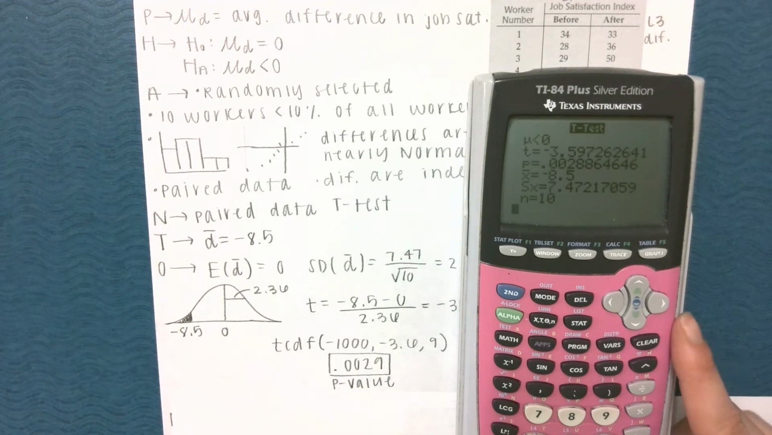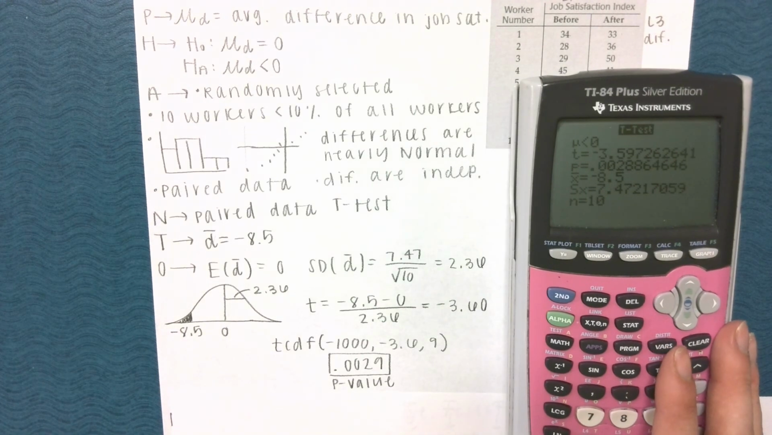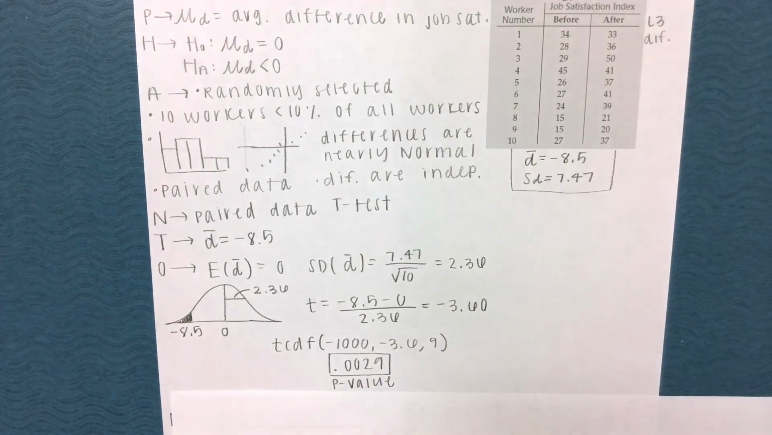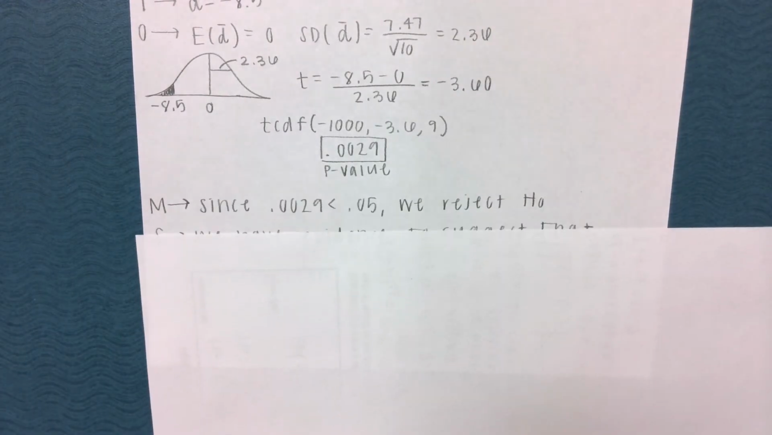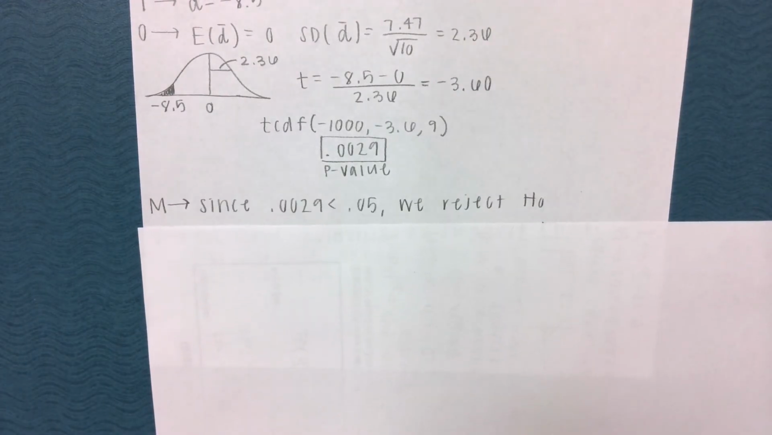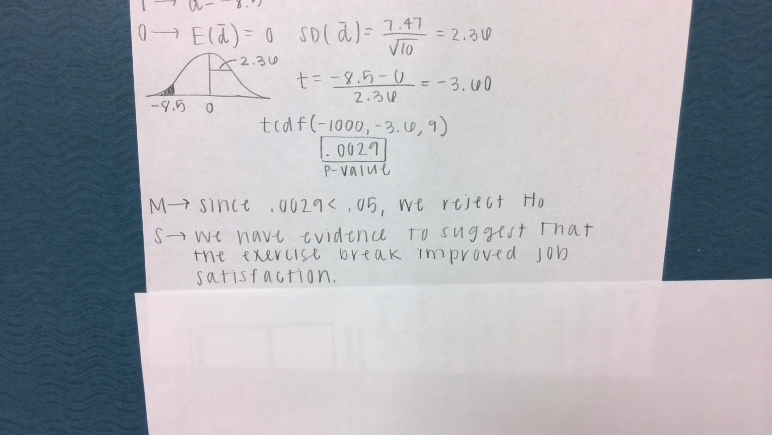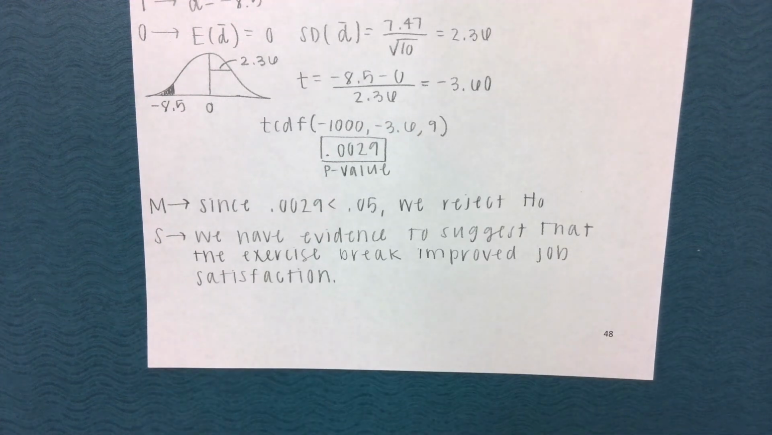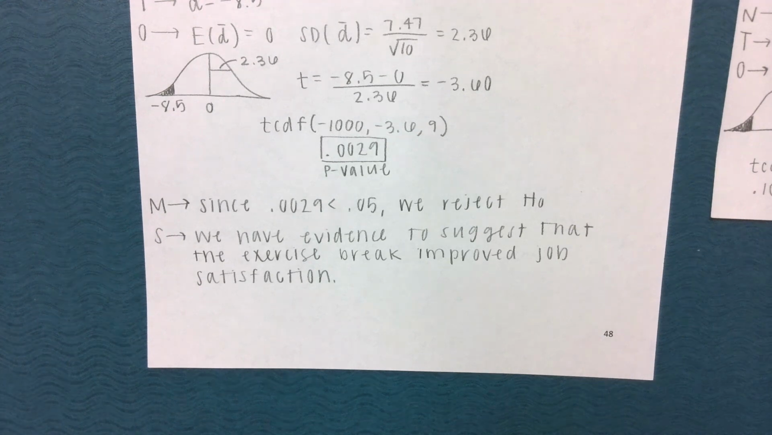It's a great way to check your t-score. So they have negative 3.597, I have negative 3.60, and again, our p-values are super close. Okay, based on that p-value, I said it was less than 0.05, so we should reject H naught, which means we have evidence to suggest that the exercise break did in fact improve job satisfaction.